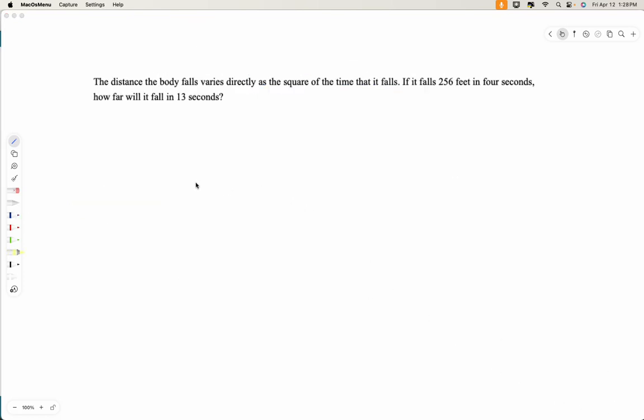All right, so here's another one. This one says the distance, so that's what we're looking for. I'm just going to use my highlighter here. The distance varies directly. So that's going to be multiplication to the square of the time. So I've got distance varies directly with the square of the time. So that directly means multiplication.